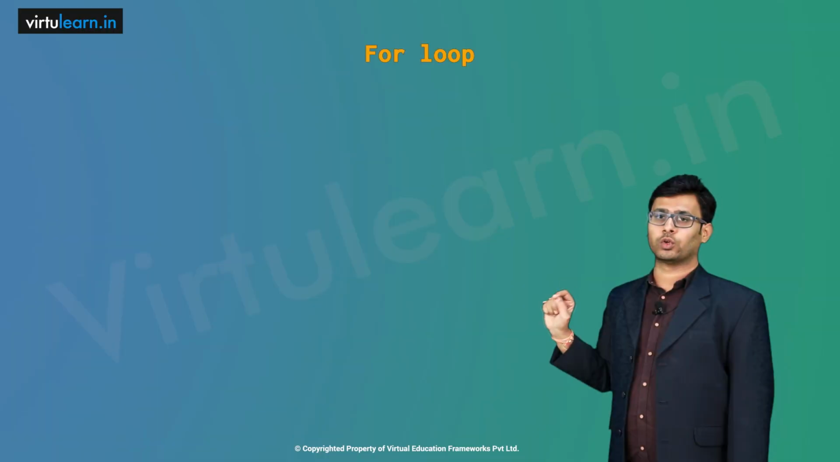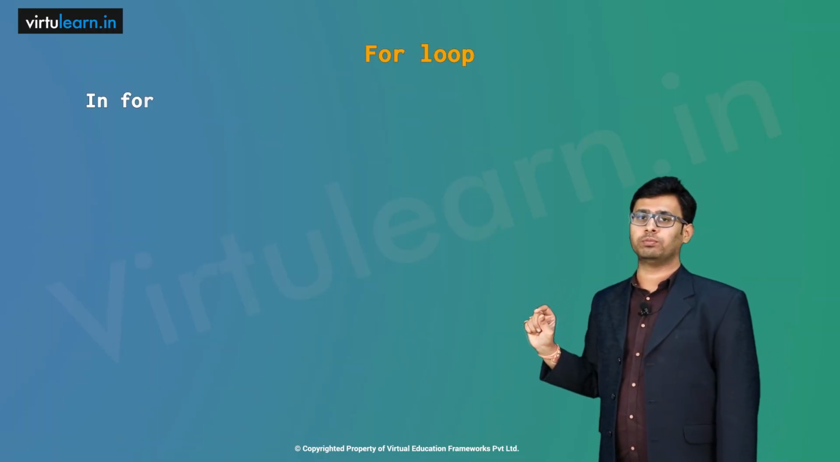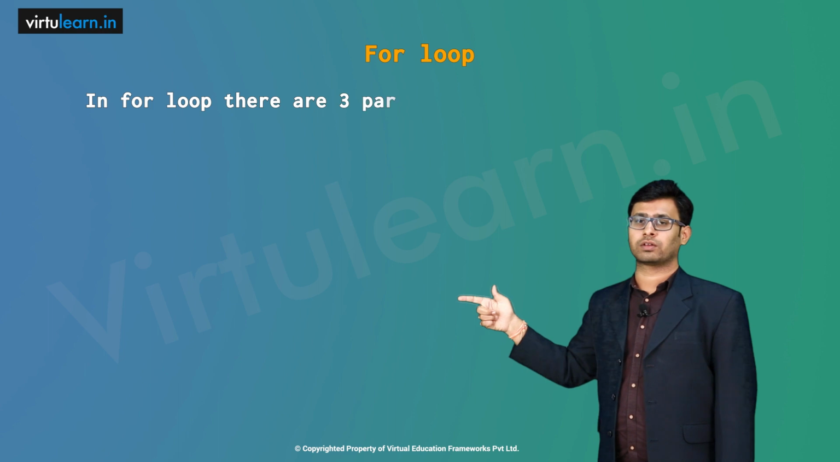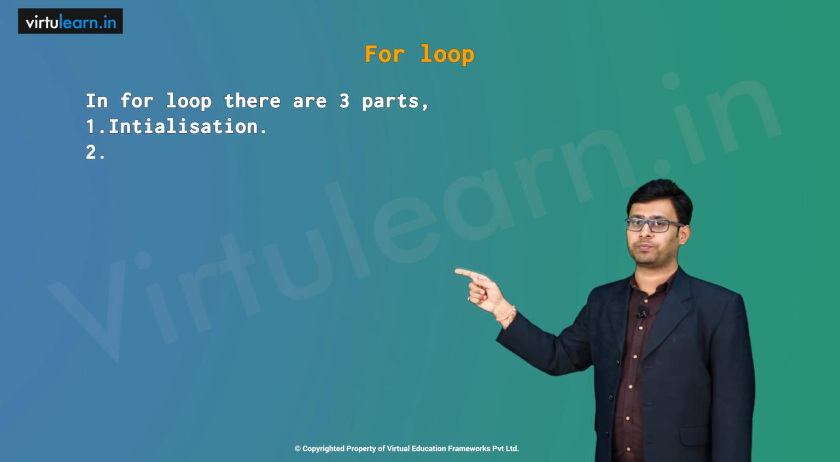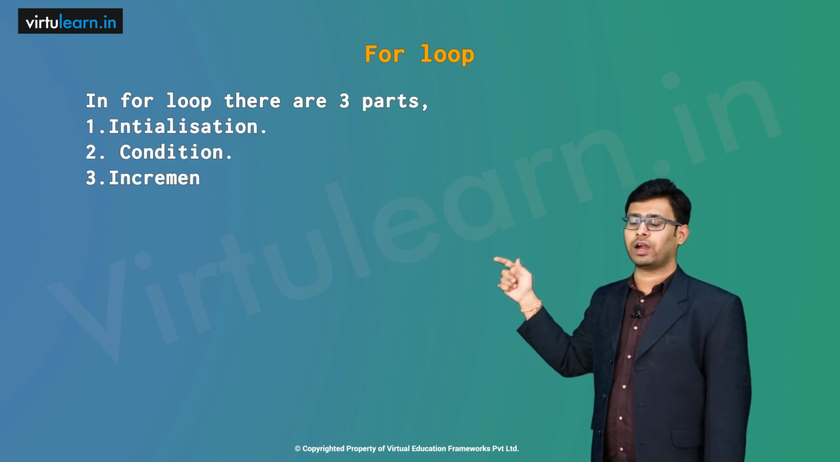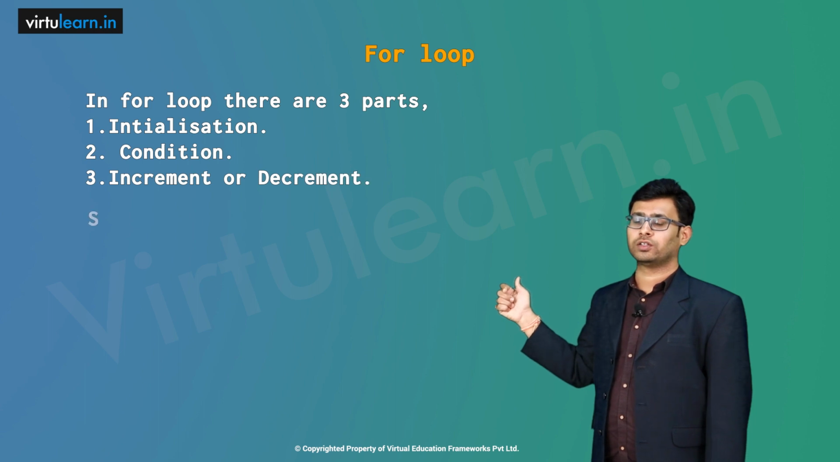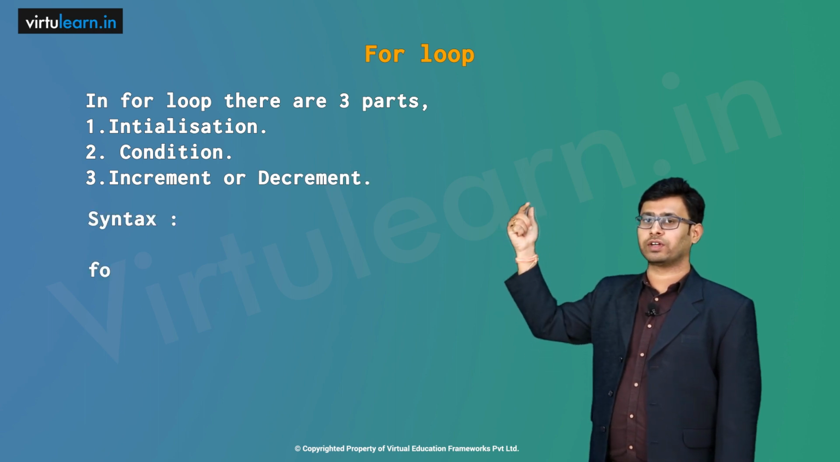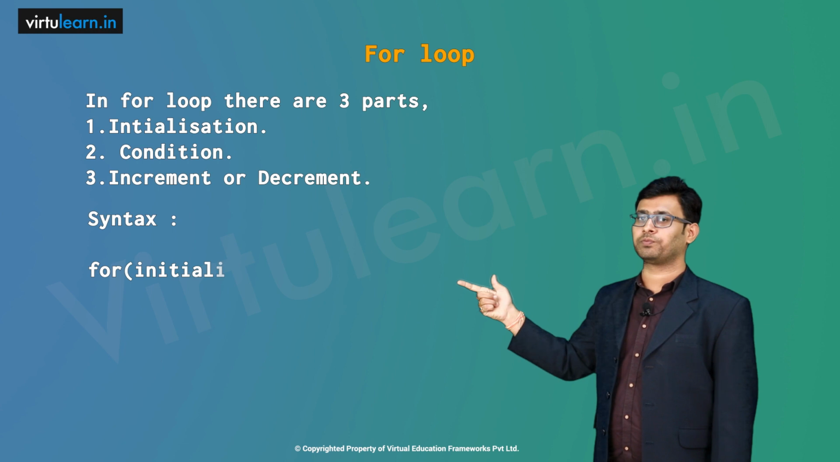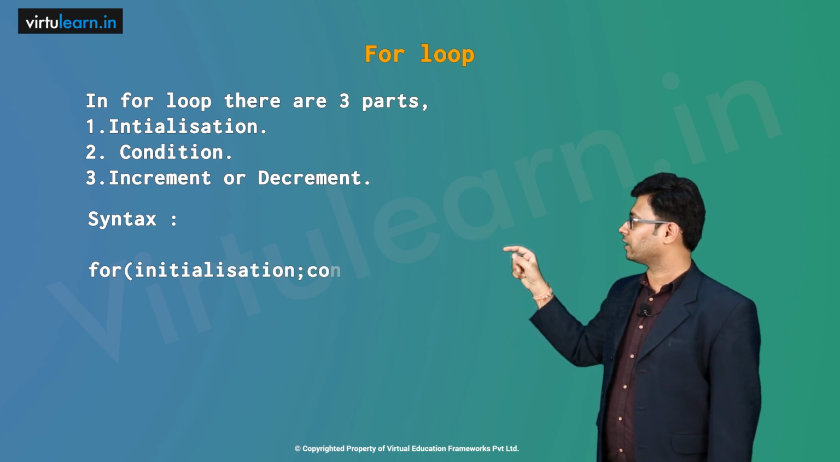We will be seeing the for loop. In a for loop, there are three parts: initialization, condition, and increment or decrement. In the while loop you have seen all those three were different. Now in the for loop, they are in a single line.